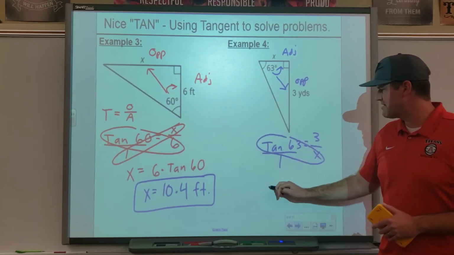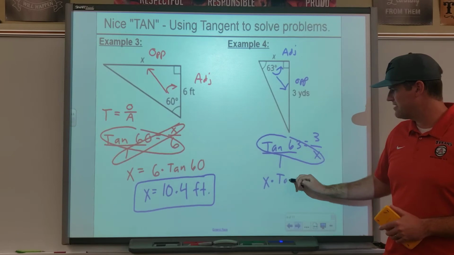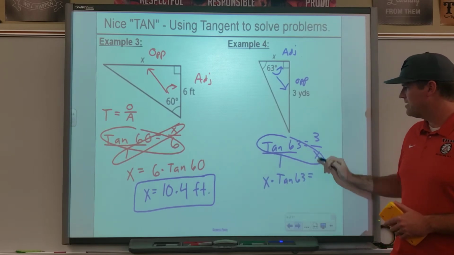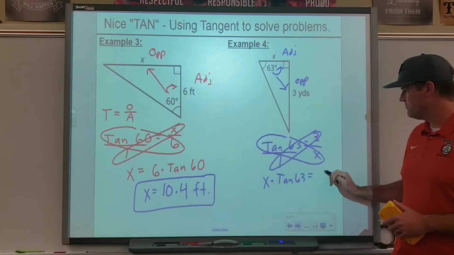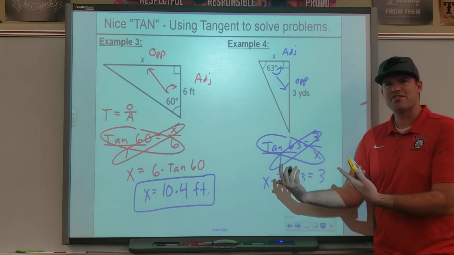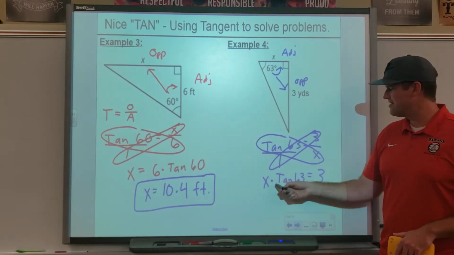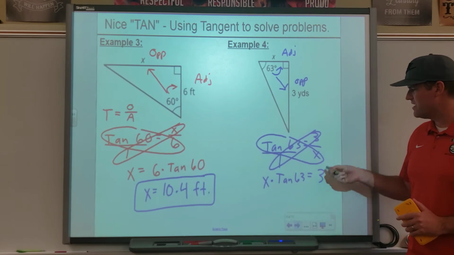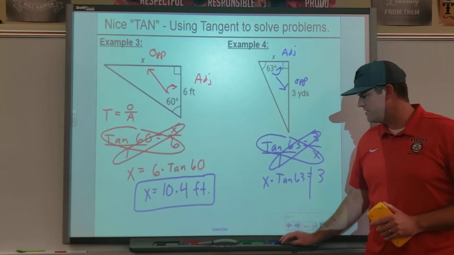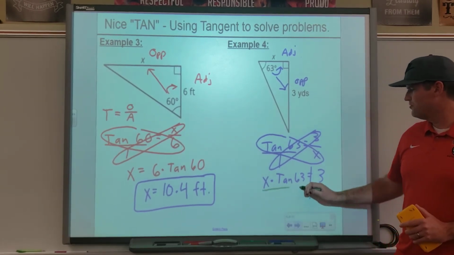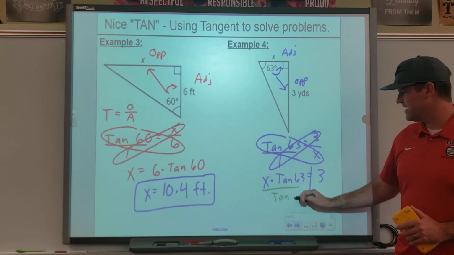So I get x times tan 63 equals 3 times 1. Right? And if you did it in the opposite order, that's fine. As long as one of your sides is x times tangent 63 and the other side is 3, you should be good. To undo the multiplication, we're going to divide by tan 63.